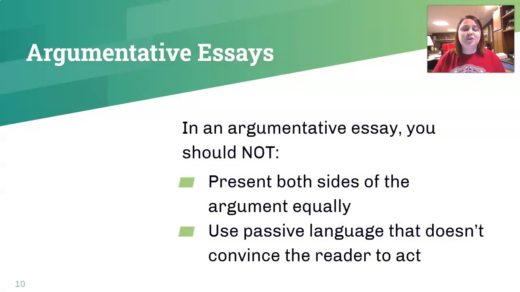Argument essays should not present both sides of the argument equally. When you write an argument essay, you want to convince your reader of your side. You want to give them some information about the other side. You want to make sure that you talk about it, but you don't want to present it to them equally because you want your side to stand out more. And you don't want to use passive language that doesn't convince the reader. So you want to make sure you're using very strong, active language, encouraging the reader to do something or to agree in a certain way.